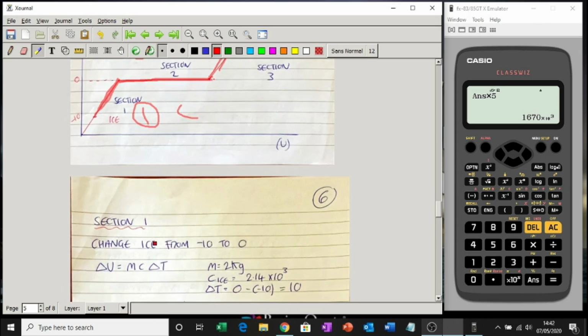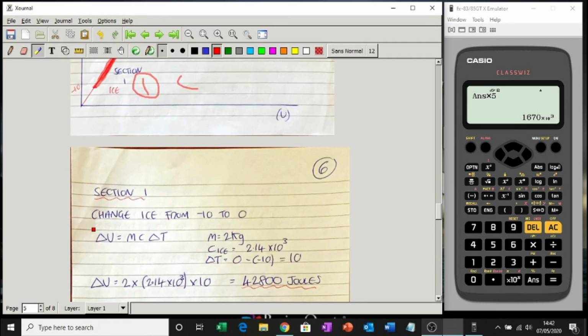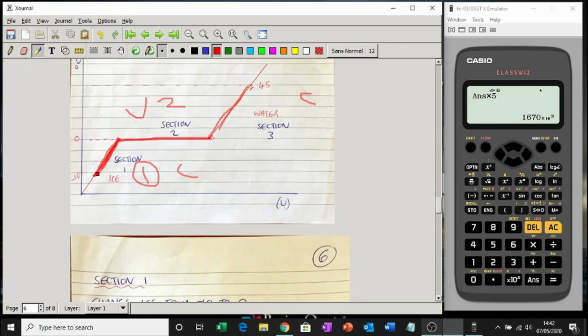So first one, to change ice from -10 up to 0. We've got to use this formula. That's why it's handy to draw a graph, because some people they'll try and just go straight from there to there. And they'll forget to do this bit. So you need to go 1, 2, 3 bits.